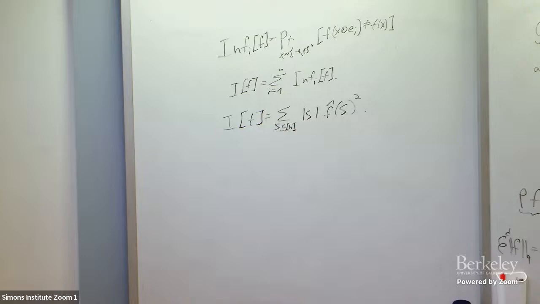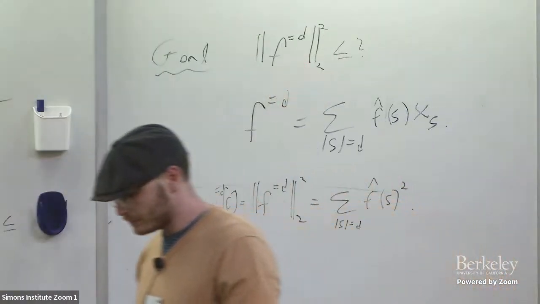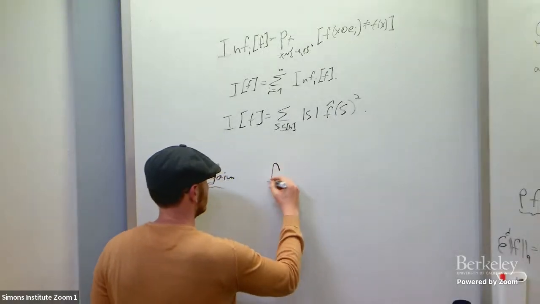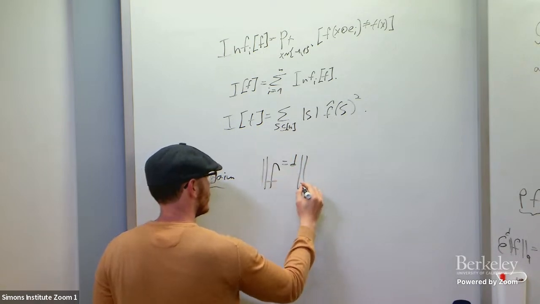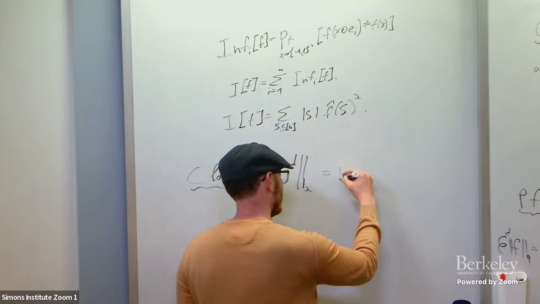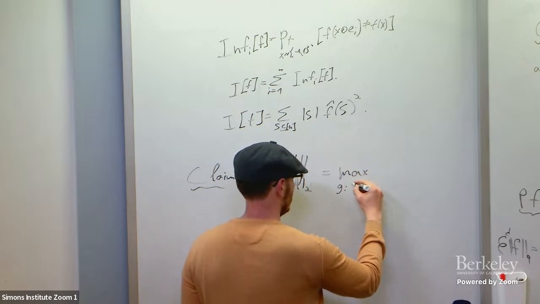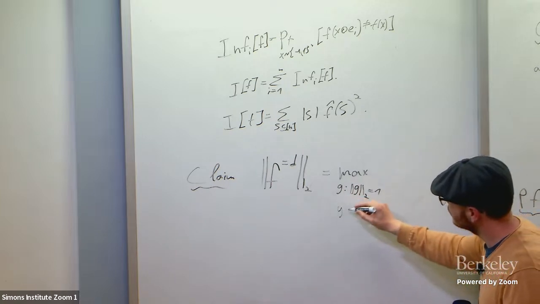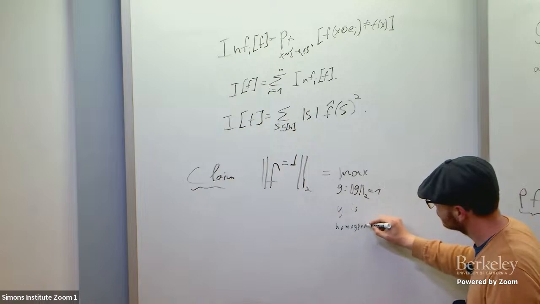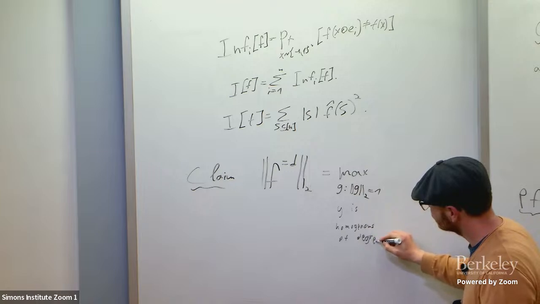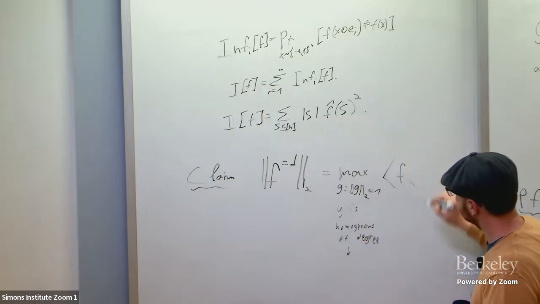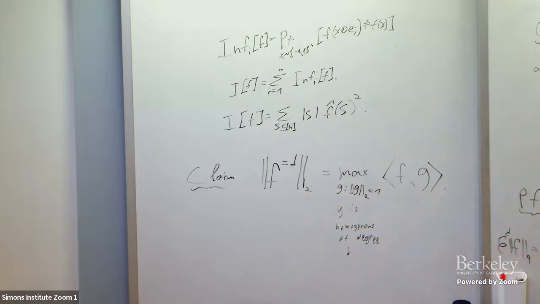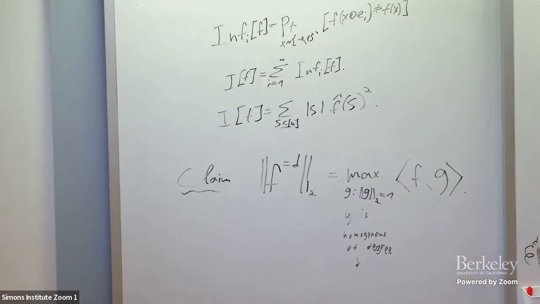Okay, fine. So let's interpret this in a different way. The claim is that the 2 norm of the degree d part of f is the maximum over G, whose 2 norm is 1 and which is homogeneous of degree d, of the inner product between f and G. So basically this measures the highest possible correlation that f can have with a homogeneous polynomial of degree d.